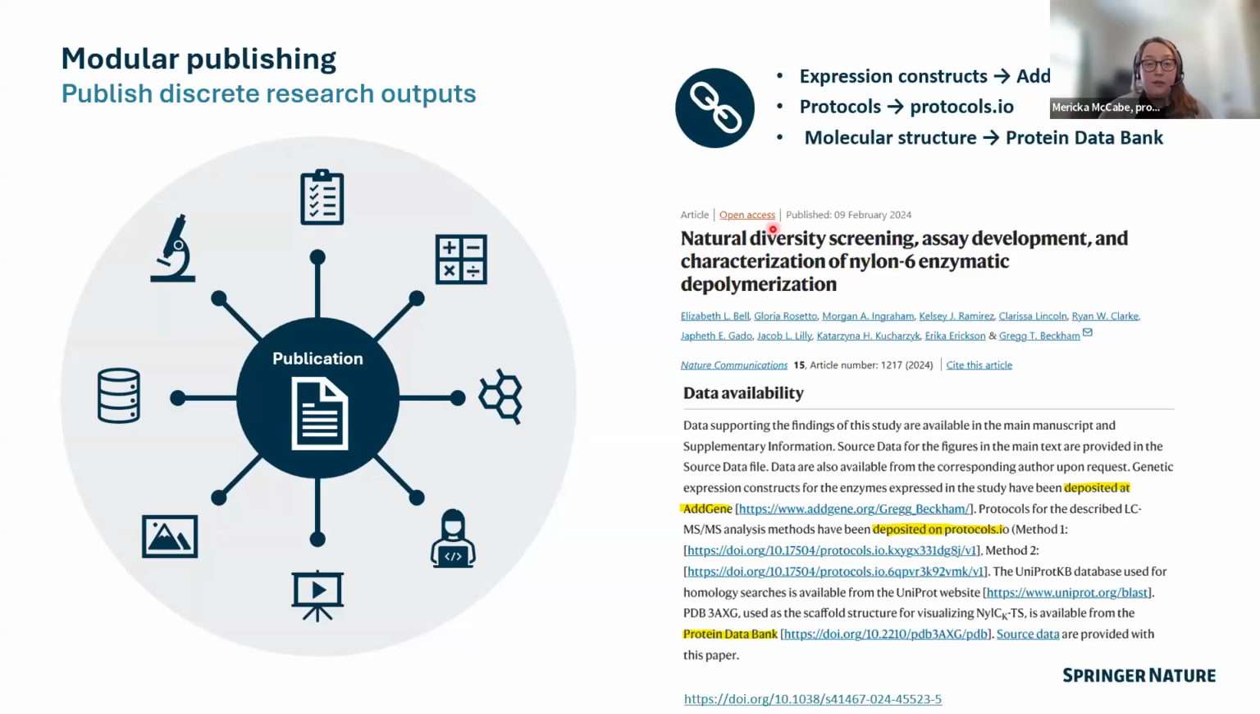So in this example here from a Nature Communications paper, you can see in the data availability section, there are these 3 research outputs: expression constructs that were put to AdGene, protocols that were deposited at protocols.io, and a molecular structure that was published in the Protein Data Bank. And the people responsible for each of these outputs are able to get the appropriate credit.